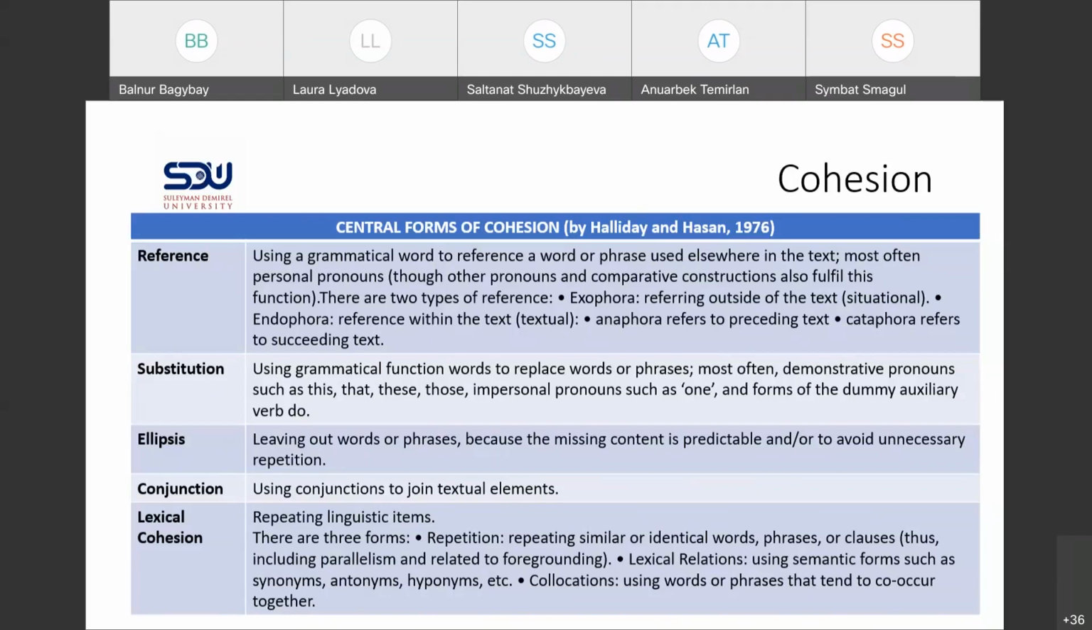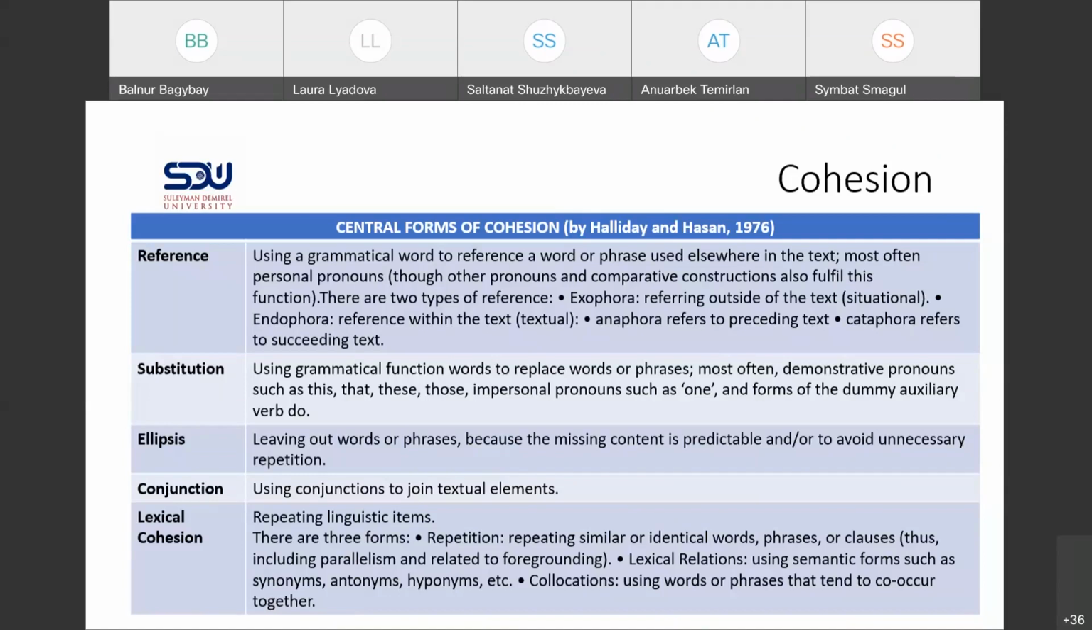The next form of lexical cohesion is lexical relation. It is when we use semantic forms such as synonyms, antonyms or hyponyms, like the example demonstrated in the poem by Edgar Allan Poe. And collocations, when we use words or phrases that tend to reoccur together in the text. So this is it about the central forms of cohesion.